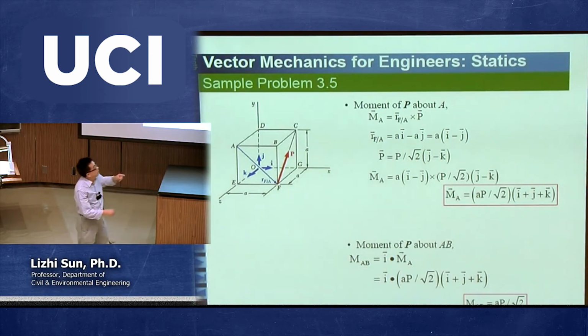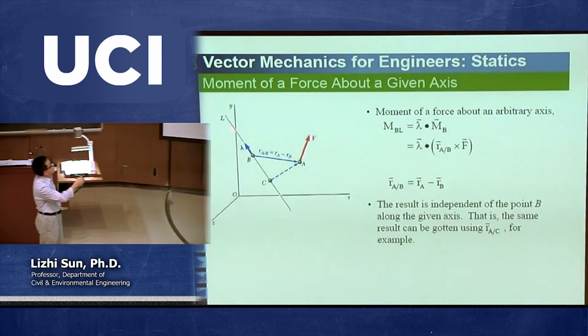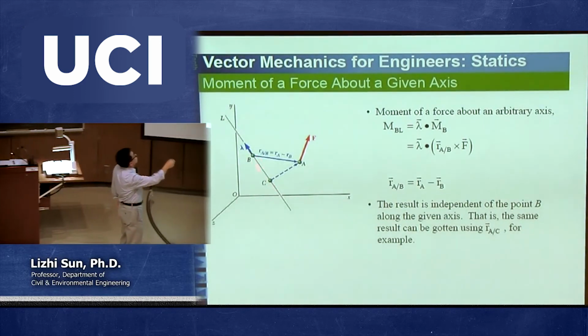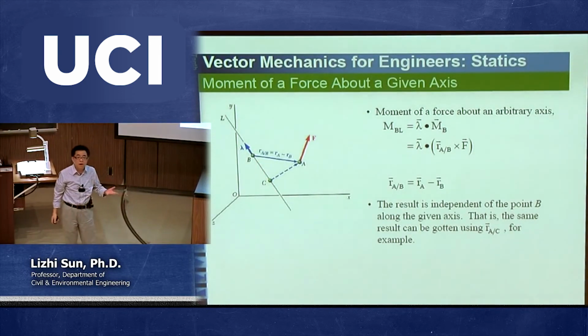Because normally we say there's a given axis, right? So normally we do not define that the given axis is from C to B or from B to C. Normally we do not define it. It's up to you to define. So then you can say the lambda is going that direction or the lambda is going down. That's the same. It's not a problem.